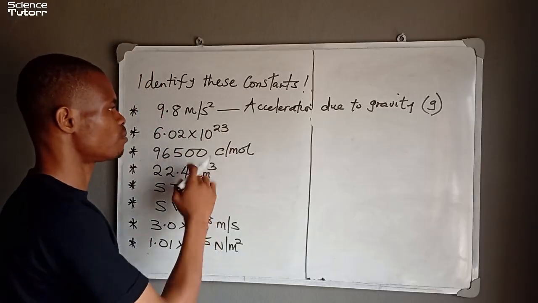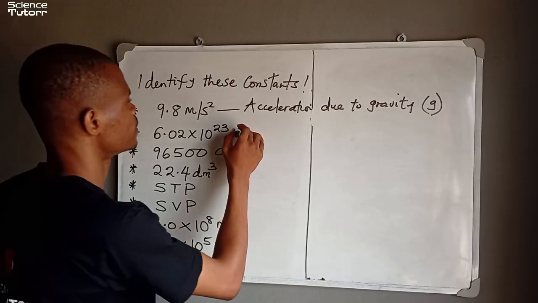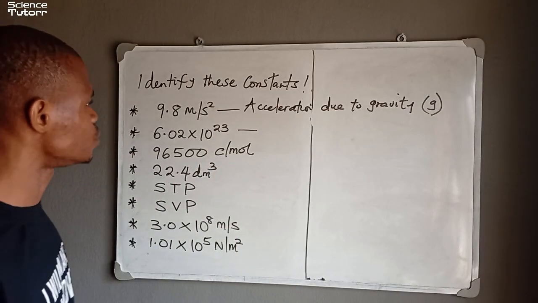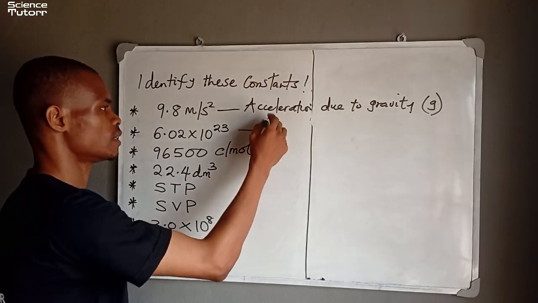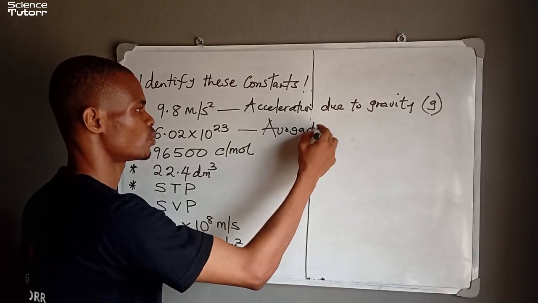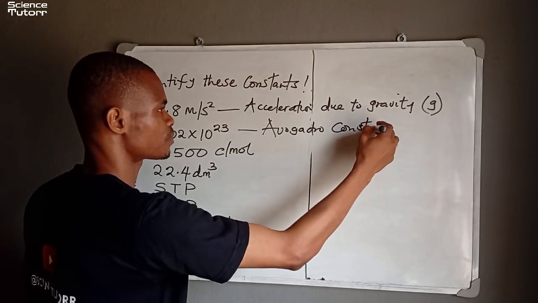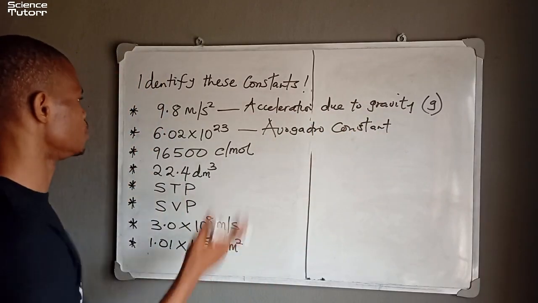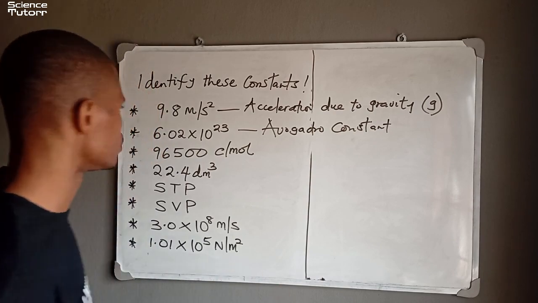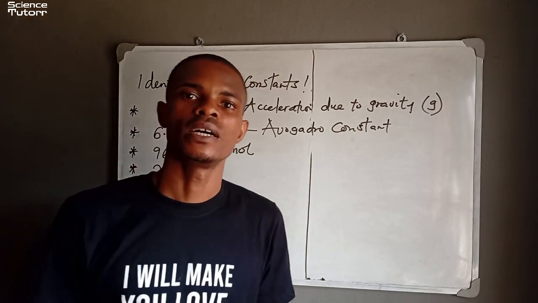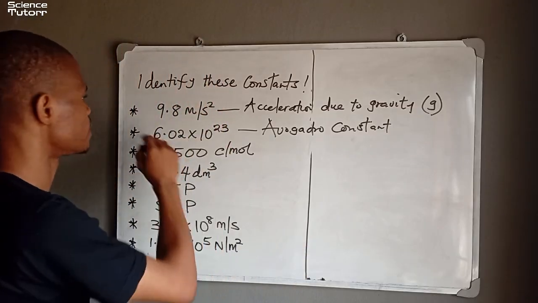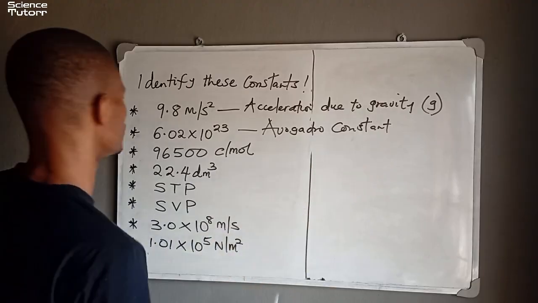6.02 times 10 raised to power 23. Now this represents the Avogadro constant. Avogadro constant is a constant that is used in relating 1 mole of a substance many times. A relationship that has to do with the number of moles, number of particles as well. So this constant is known as Avogadro constant.